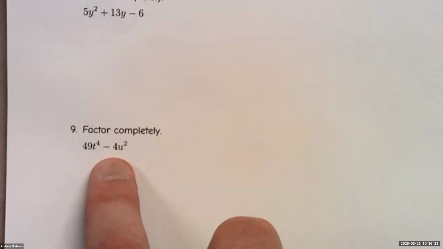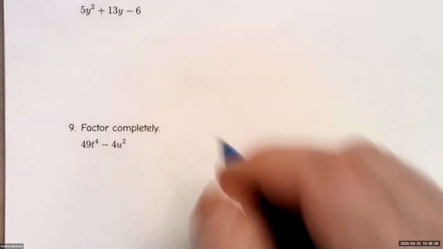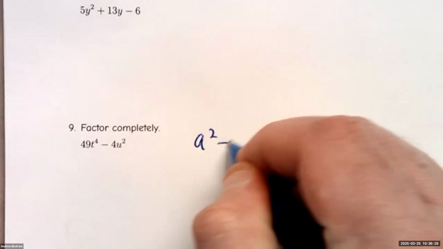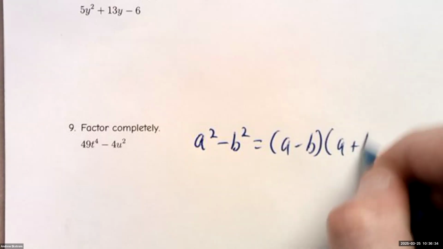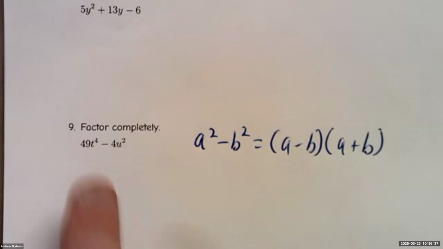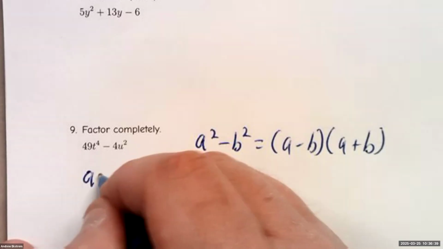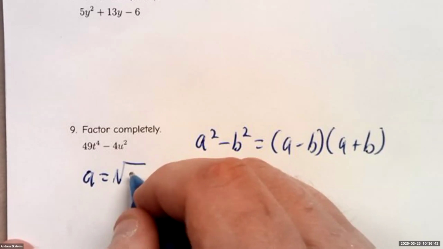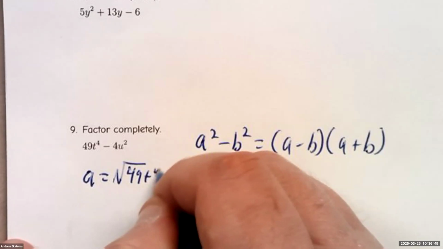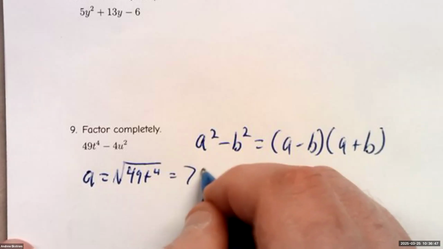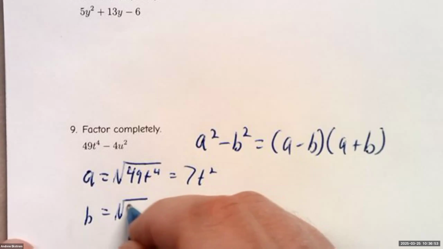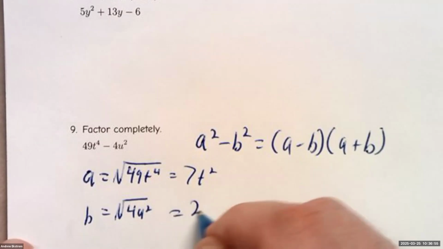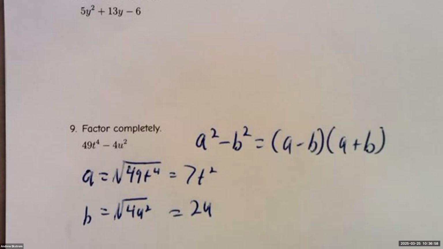This one, and this is actually something that we're going to be going over today. So a squared minus b squared, it's a minus b times a plus b. In this case, a is going to be the square root of 49t to the fourth, so 7t squared. B is going to be the square root of 4u squared, so it's going to be 2u. And then plug them in. Okay.